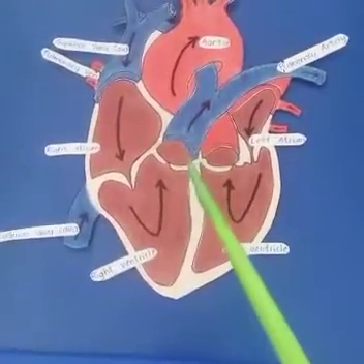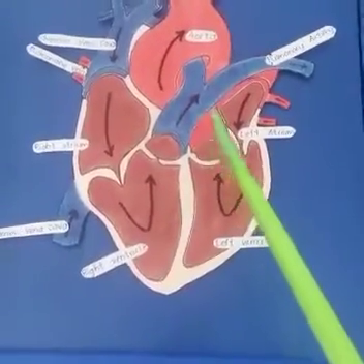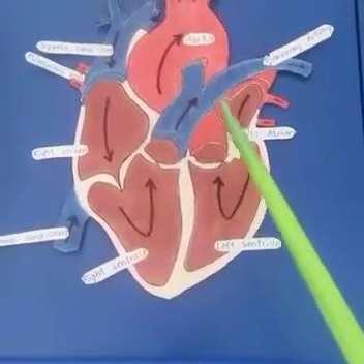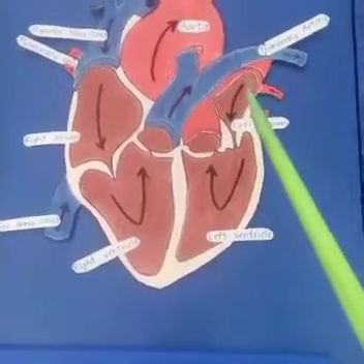First we are going to know the terms deoxygenated and oxygenated blood. Deoxygenated blood means the blood in which oxygen is absent, and oxygenated blood means the blood in which oxygen is present.